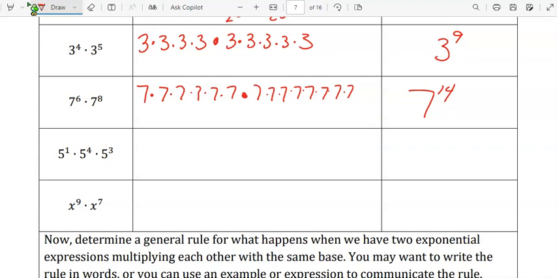Okay, this time we have 3 of them, but they're still all the same base, so we'll just write them all out. We have 5 to the 8th power. Okay, we still have the same bases. It's x this time.